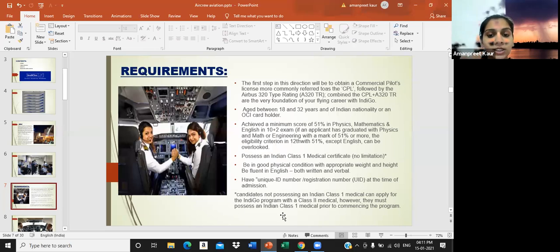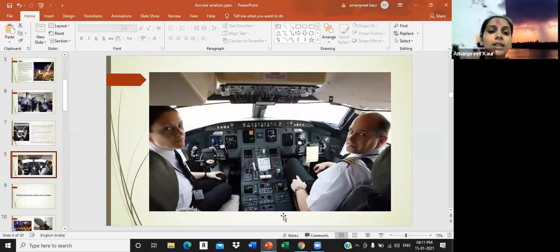One of the notes is that a candidate not possessing an Indian class 1 medical can apply for the IndiGo program with a class 2 medical certificate. However, they must possess an Indian class 1 medical prior to commencing the program. This is the image of the pilots in the IndiGo Airlines.